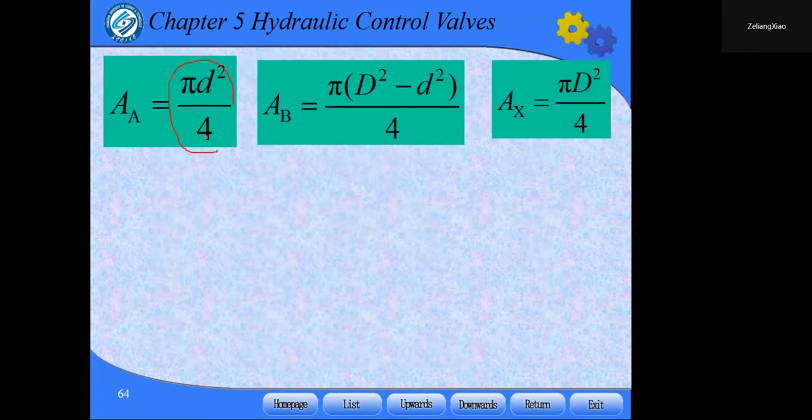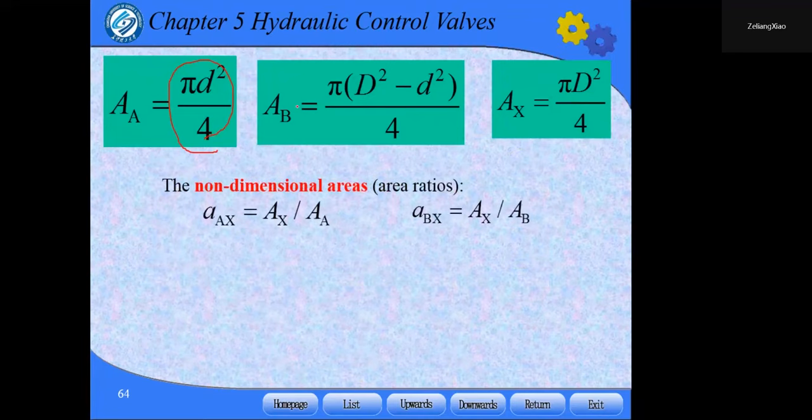So we can get the area of A, the area of B, and also the area of X. Then we get the ratio of A_X to A_A, and the ratio of A_X to A_B.